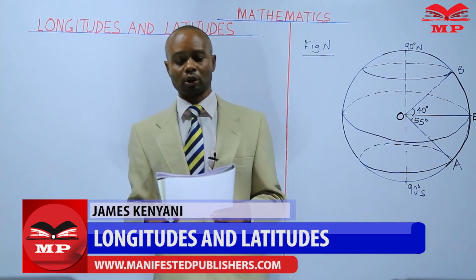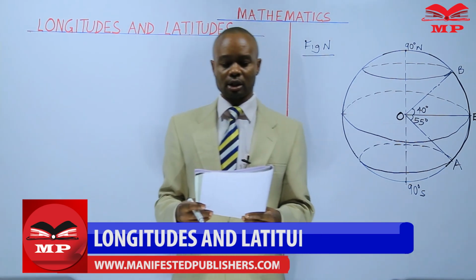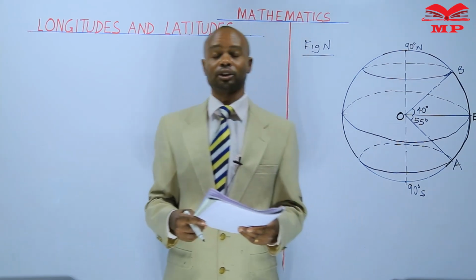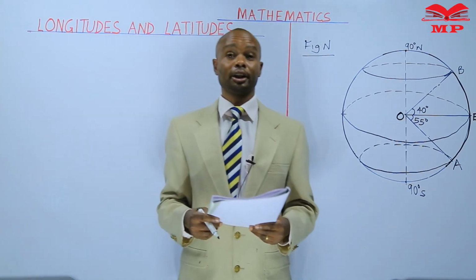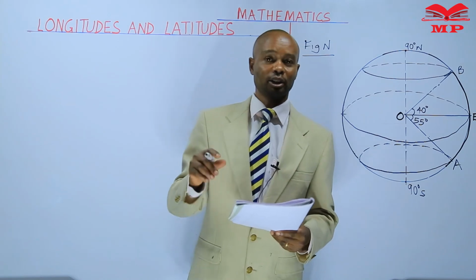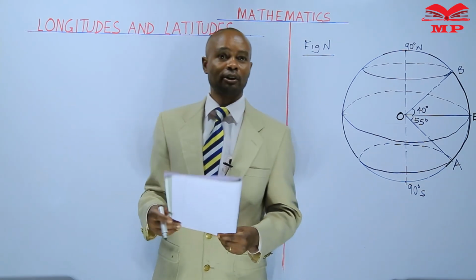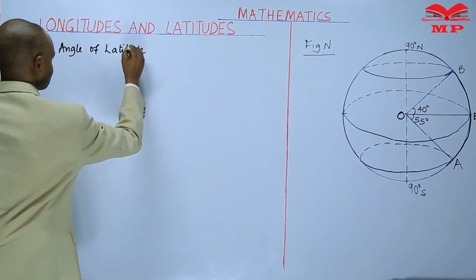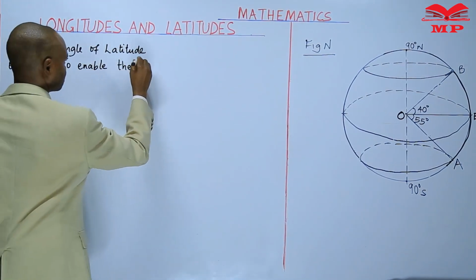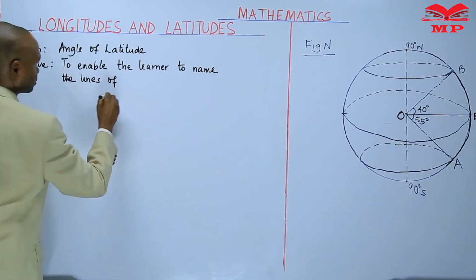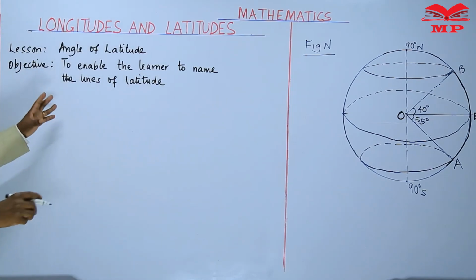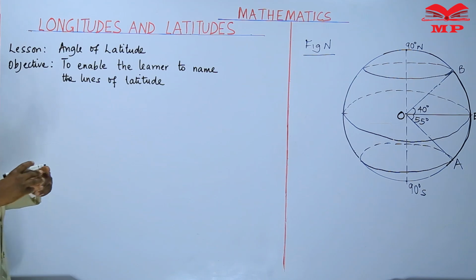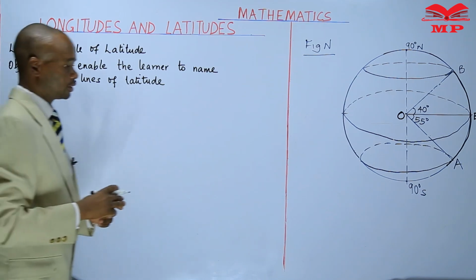Today we are going to learn in the lesson about angle of latitude, whose objective is to enable the learner to name the lines of latitude. So the lesson is angle of latitude. The objective is to enable the learner to name the lines of latitude.